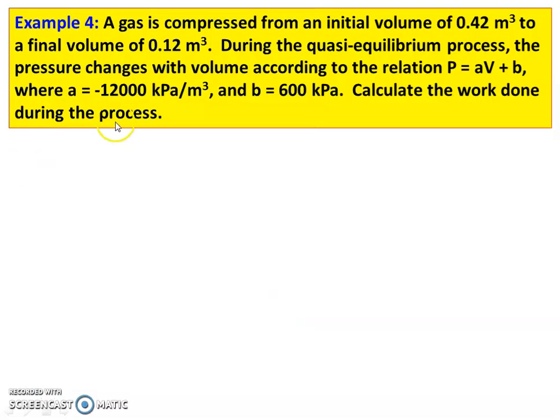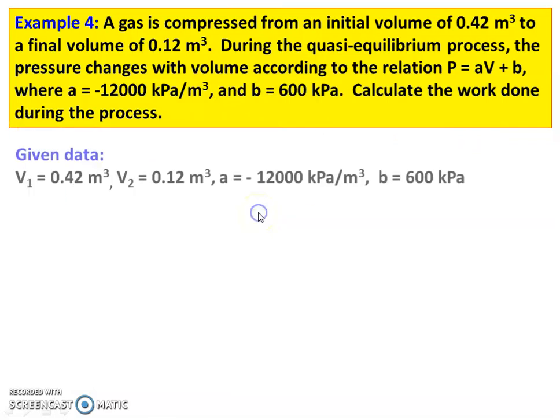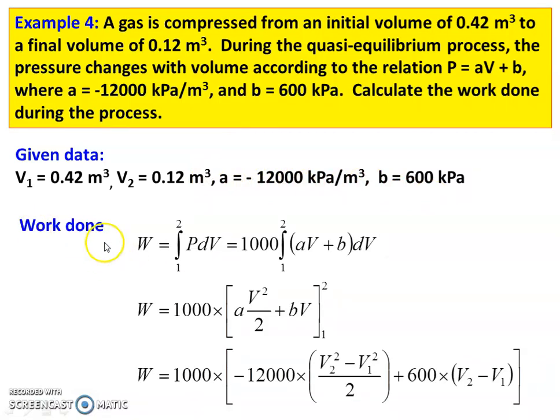Next question, example number 4. A gas is compressed from initial volume 0.42 m³ to a final volume 0.12 m³ during a quasi equilibrium process. The pressure changes with the volume according to the relation P equal to AV plus B, where A is −12,000 kPa/m³ and B is 600 kPa. Calculate the work done during the process. So we are given V1 equal to 0.42 m³, V2 equal to 0.12 m³, A equal to −12,000, B equal to 600. We have to calculate the work done.